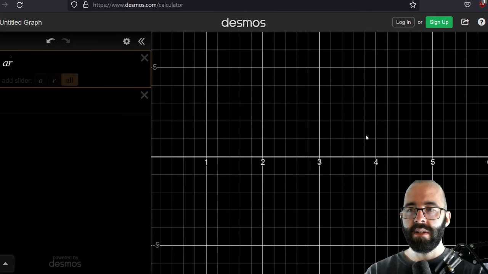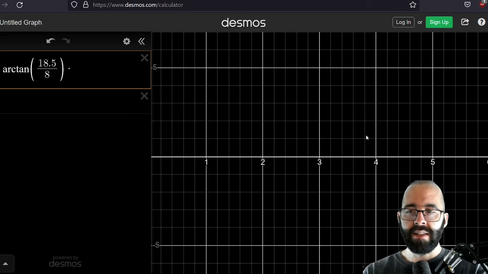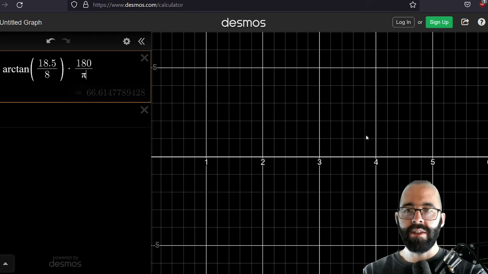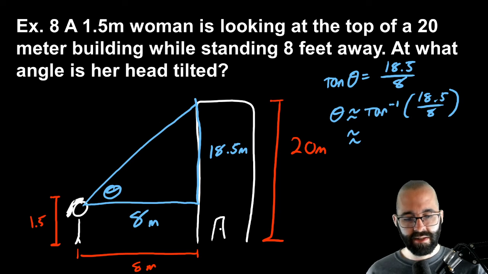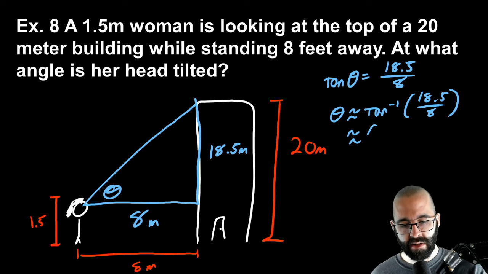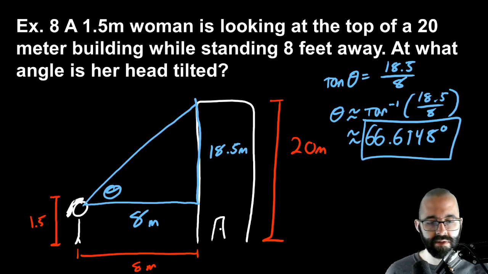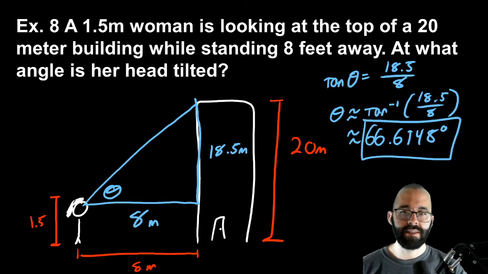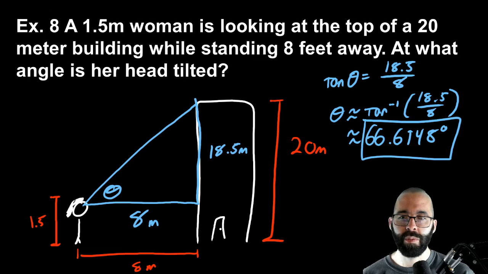Inverse tangent of 18.5 over 8 gives that many radians. Convert it to degrees: 66.6148. Close to 60 degrees on average. All right, the building's not that far away, and it's pretty tall. Yeah, she's going to look up pretty high.